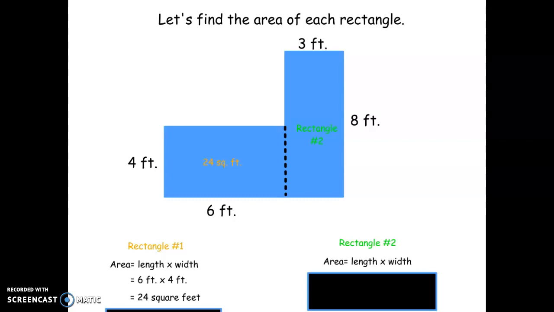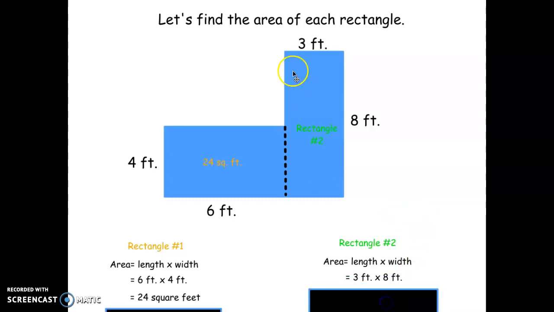Remember, it's a complex polygon, so we have more than just this one rectangle. We now have our second rectangle. Well, area is length times width. When you look at our rectangle, we see 3 feet by 8 feet. This should be a simple multiplication problem. Go ahead and plug your numbers in. Area is 3 feet times the 8 feet. Multiply them out. Our total is 24 square feet.